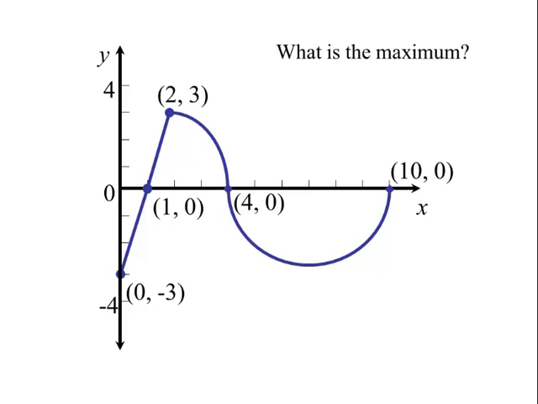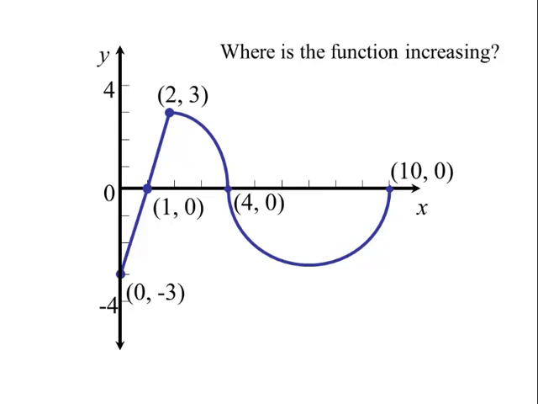What is the maximum for this function? That occurs here. So y is 3. What is the minimum? That's the smallest y value. That occurs when y is negative 3.